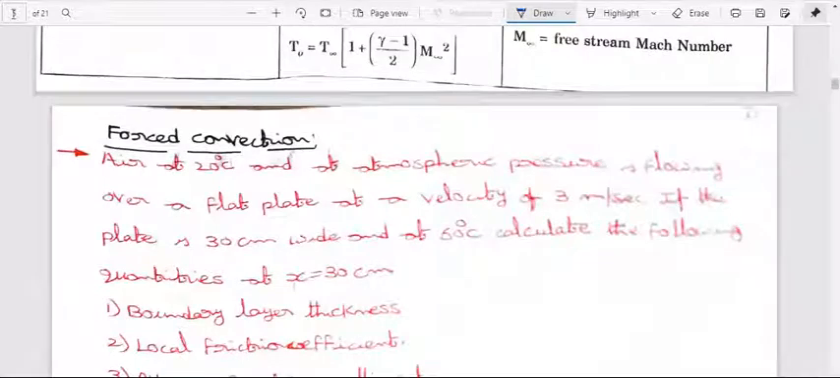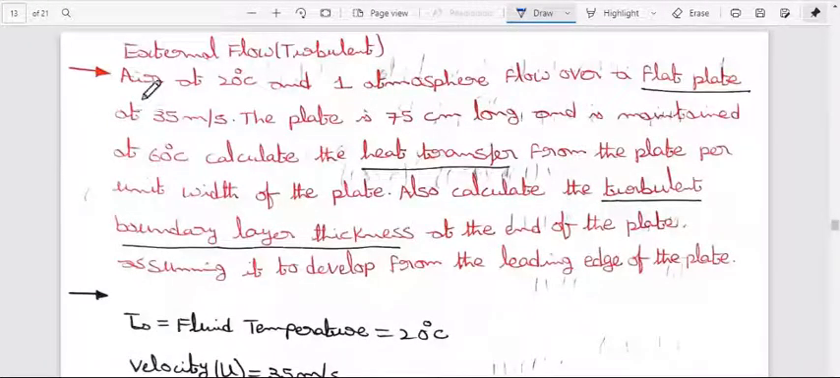Now we need to explain the turbulent flow problem. Here, air at T infinity, so air is the fluid, at 1 atmosphere flowing over a flat plate. Here this is the flat plate, at 35 meters per second, this is the U value. This is the external flow convection process.